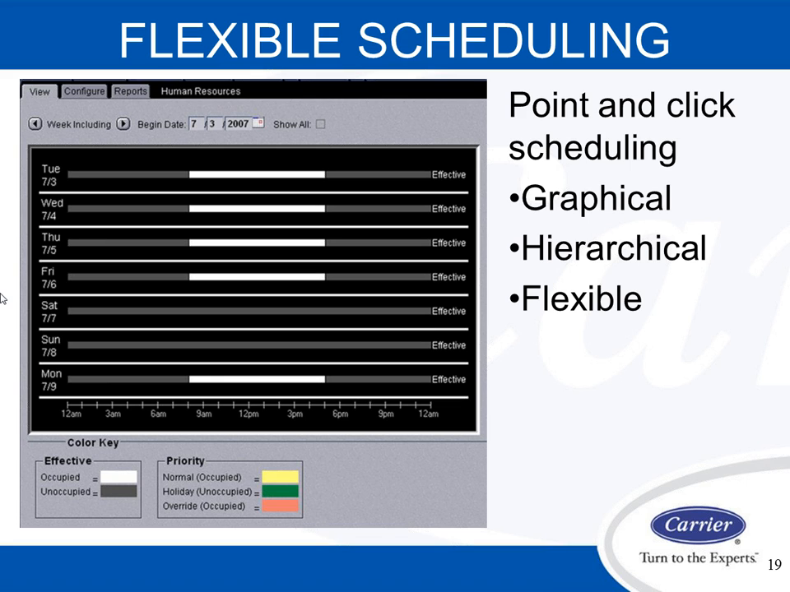We'll actually, on the next slide, I'll show you specifically hierarchical scheduling. But this is just showing you that on this date, the begin date of 7/3/2007, here's our effective schedule. So the white box would be the occupied times, and the grayed out box would be the unoccupied.